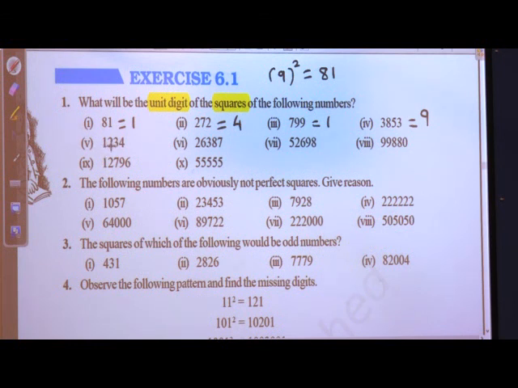Next, 1234 means what? 4 squared. 4 squared is how much? 16. In 16, what is in the units place? 6. 7 squared, 49. What is in the units place? 9. 8 squared, 64. What is in the units place? 4. 0 squared, what is 0 squared? 0 into 0 is 0. So in the units place 0 will come. 6 squared, 36. In 36, what is in the units place? 6.